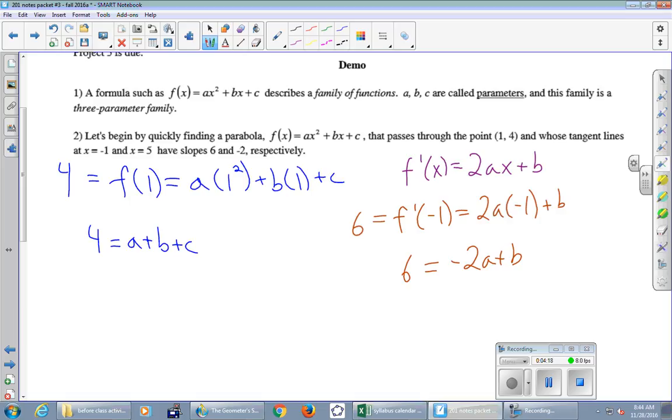Can you write the other equation? At x equals 5, the slope is supposed to be -2. -2 equals, you said 5a? Remember, this x is becoming 5. So 10a plus b. Everybody see that? Any questions so far?